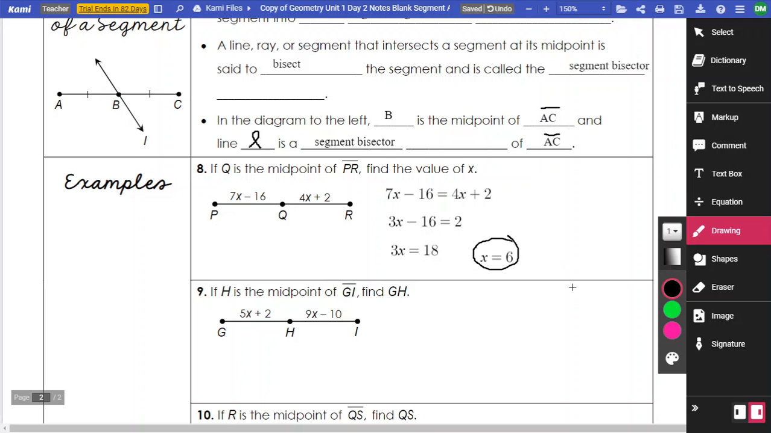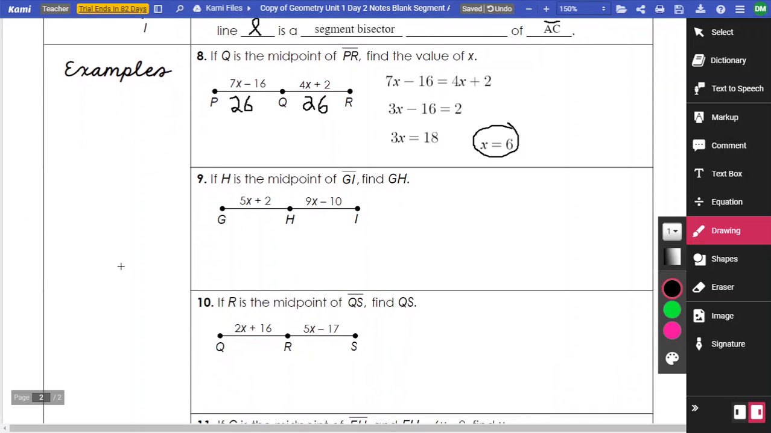But again, we can double check it. So let's do that. So we've got an expression here on PQ, 7x minus 16. So 7 times 6 is 42. And then if we subtract 16 from that, I believe we're going to get a 26. And then QR, 4x plus 2, 4 times 6 is going to be 24, and we're going to add 2, which is also 26. So I'm pretty confident that we did our algebra correctly, and we're good to go.